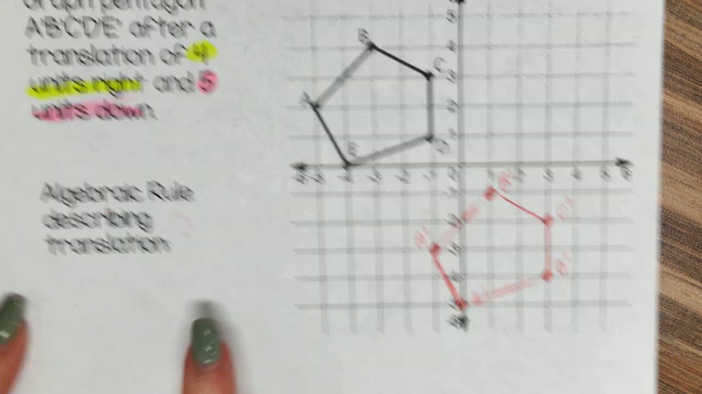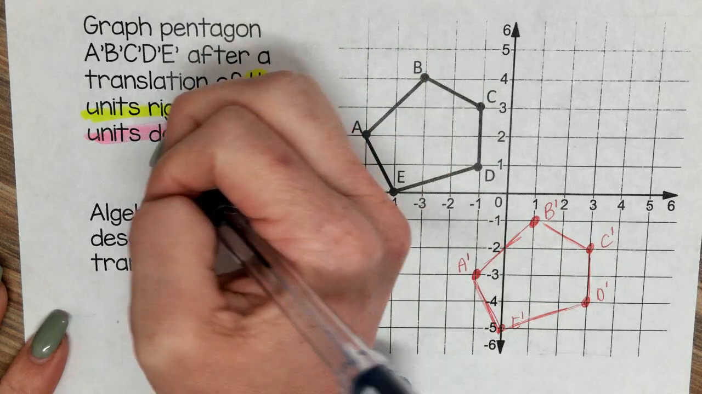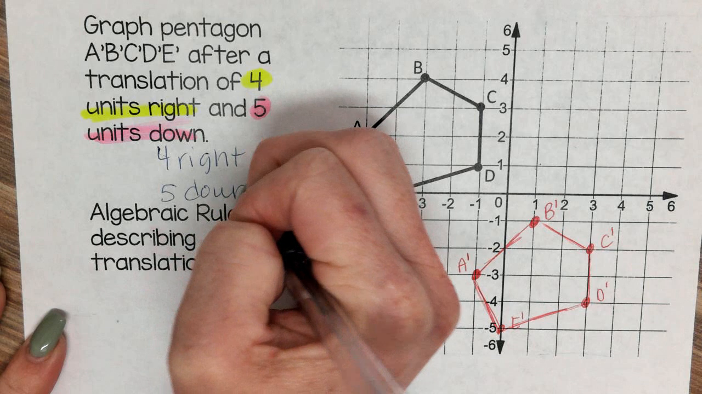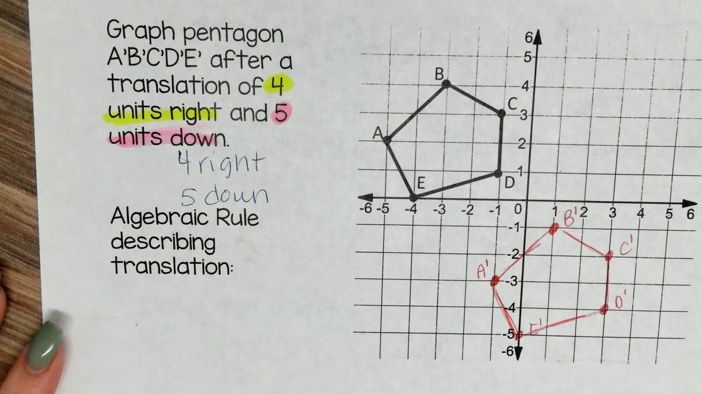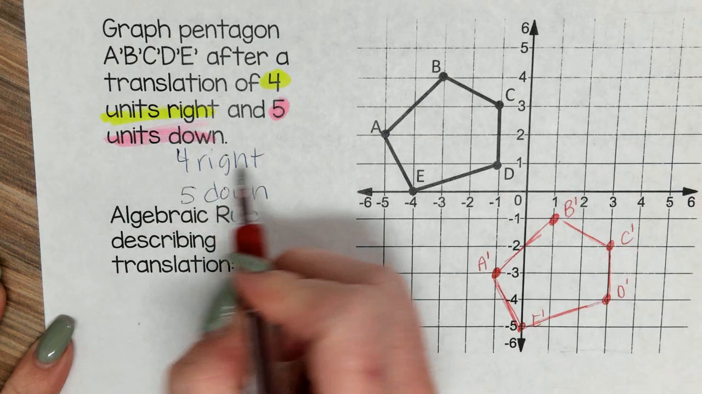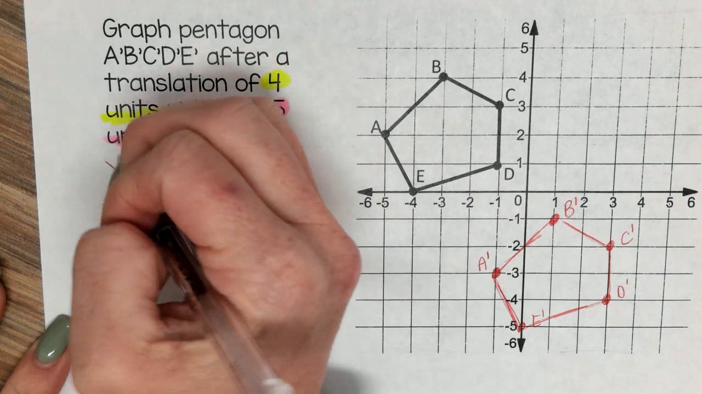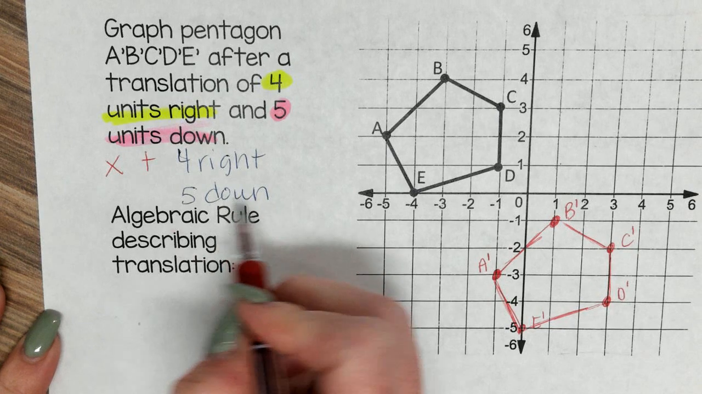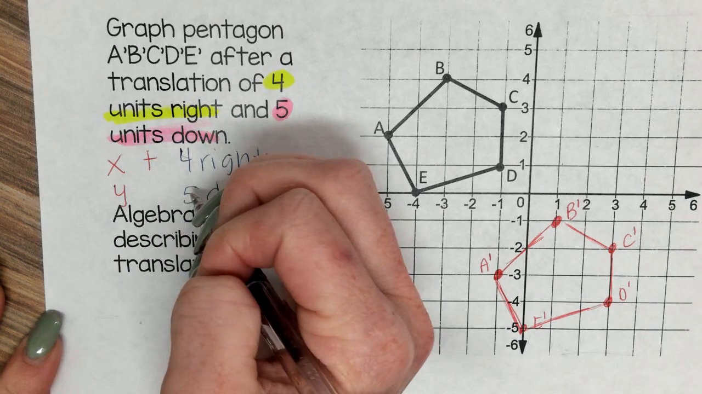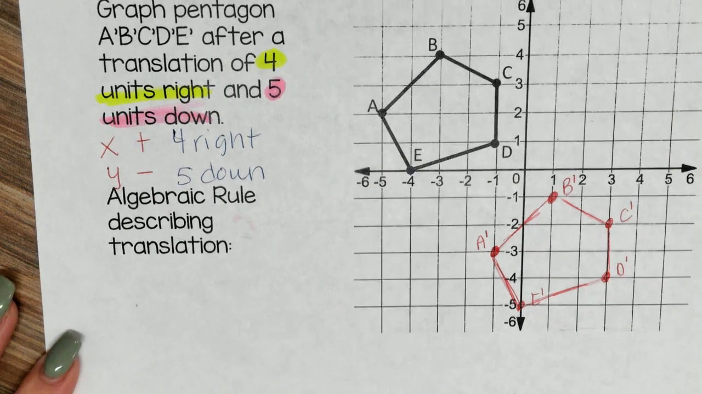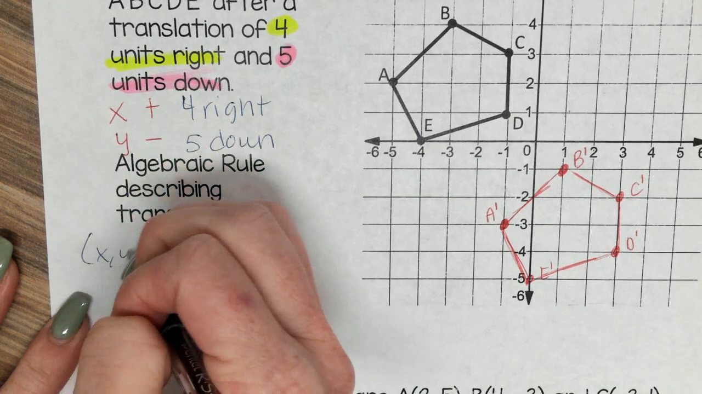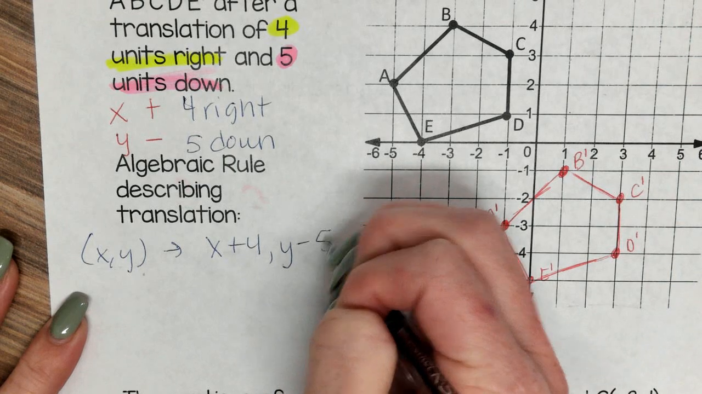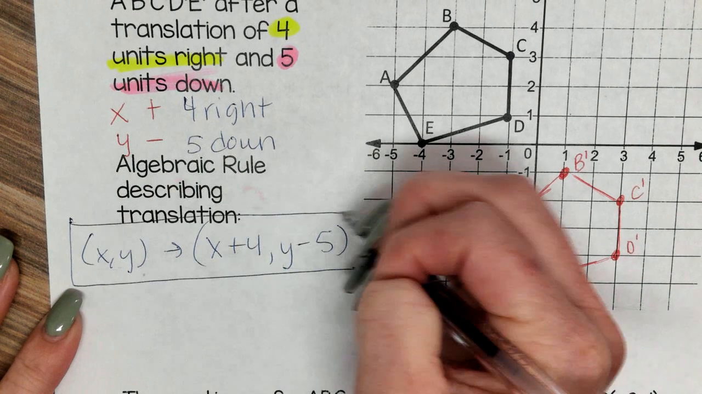All right, let's write a rule. So everybody go. 4 right, 5 down. What axis moves right to left? X. Is right positive or negative? Positive. Which axis moves up and down? Is down positive or negative? So I would write my rule: take my x and my y, go x plus 4, y minus 5, and there's my answer.